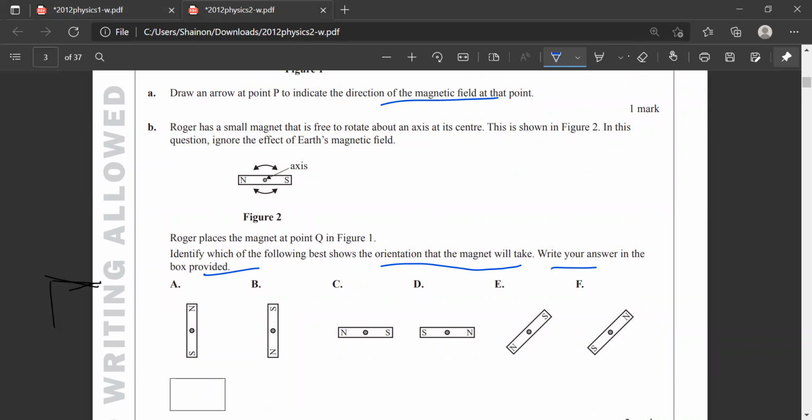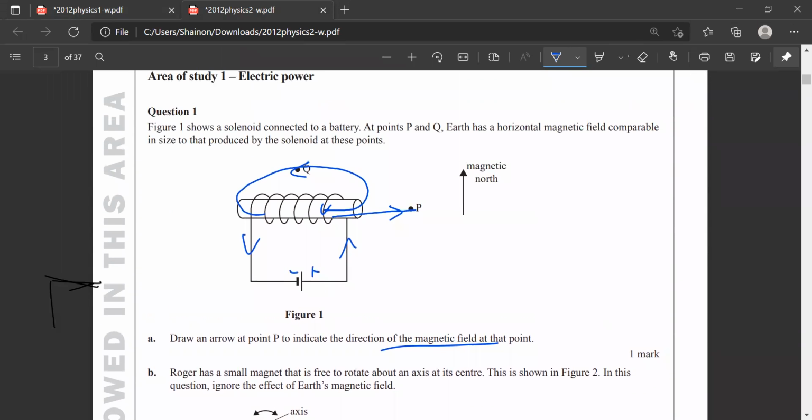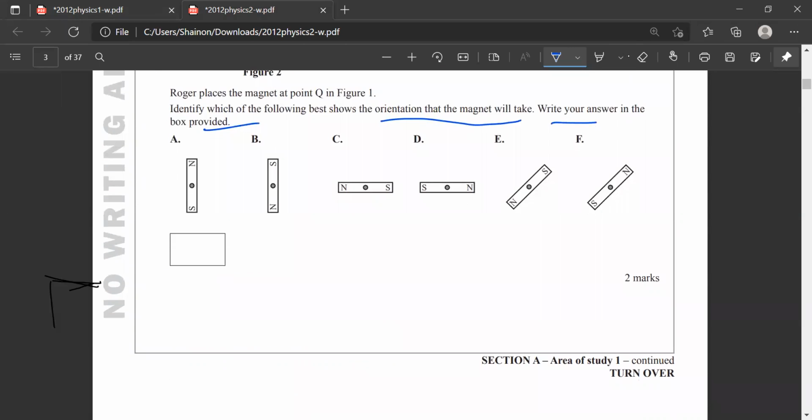So I already drew the line of the magnetic field for here. Since it's going out of this, this is north, this is south, into here. So if you draw a bar, it's going to go inwards, south, north. It's going to go inwards and then out of this end. So then it's going to be south and north, C.